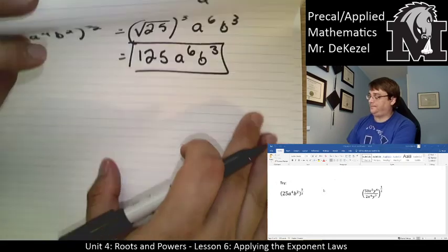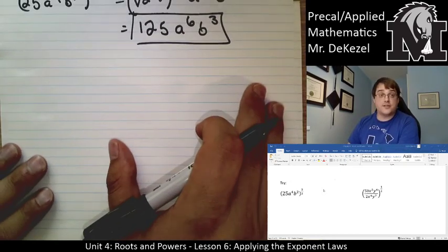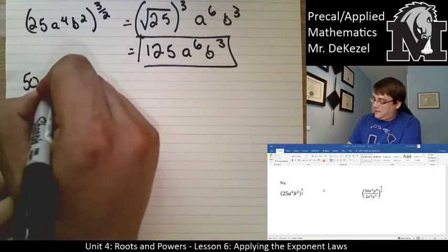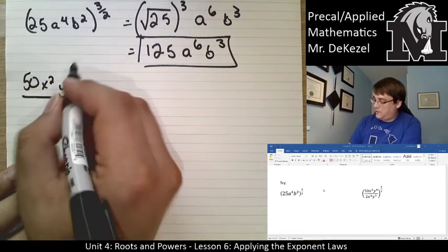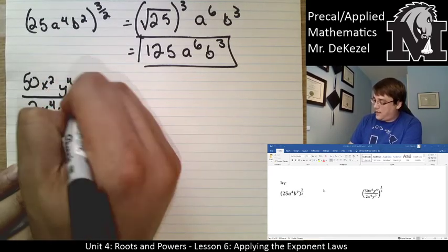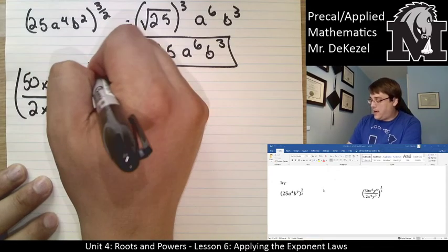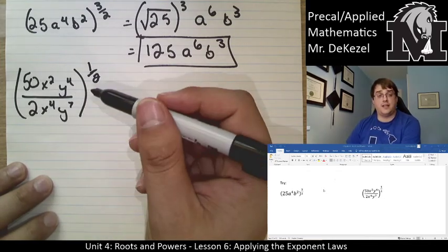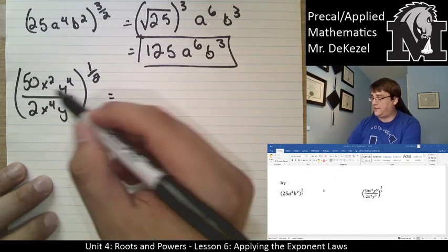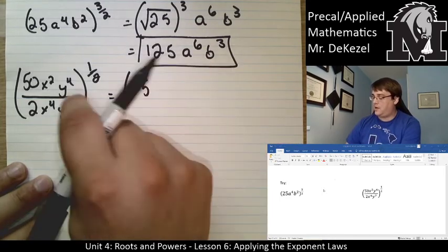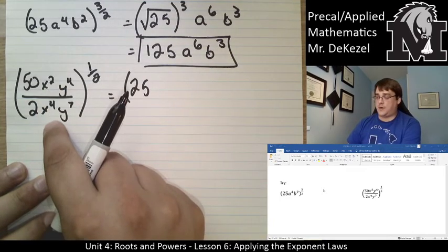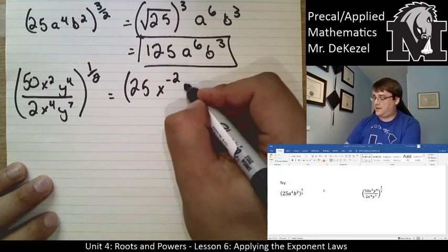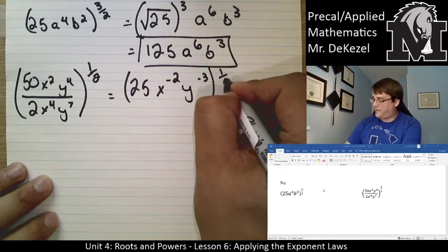The next one we have, I guess I can leave that on the screen. Why not, right? Next one we have is 50x squared y to the power of 4 over 2x to the power of 4 y to the power of 7, all to the power of 1/2. Now, unlike the last one, this is not completely simplified inside the brackets, so let's make it easier on ourselves. This would be 50 divided by 2 is 25. X to the power of 2 divided by x to the power of 4, 2 minus 4 is x to the power of negative 2. 4 minus 7, y to the power of negative 3, all to the power of 1/2.